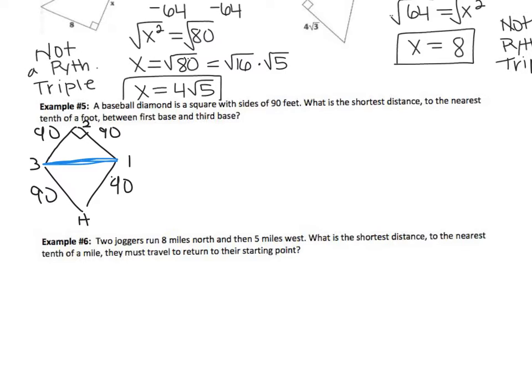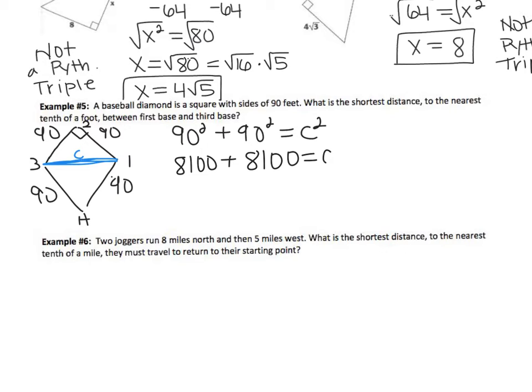We have a right angle at home, which means the distance from first to third is the hypotenuse of our right triangle, which has legs of length 90. So we'll have 90 squared plus 90 squared is going to equal c squared. We'll go ahead and label the hypotenuse, that distance from first to third, as c. So 90 squared is going to be 8100. So we have 8100 plus 8100 equals c squared. 8100 plus 8100 is going to give us 16,200 equals c squared.